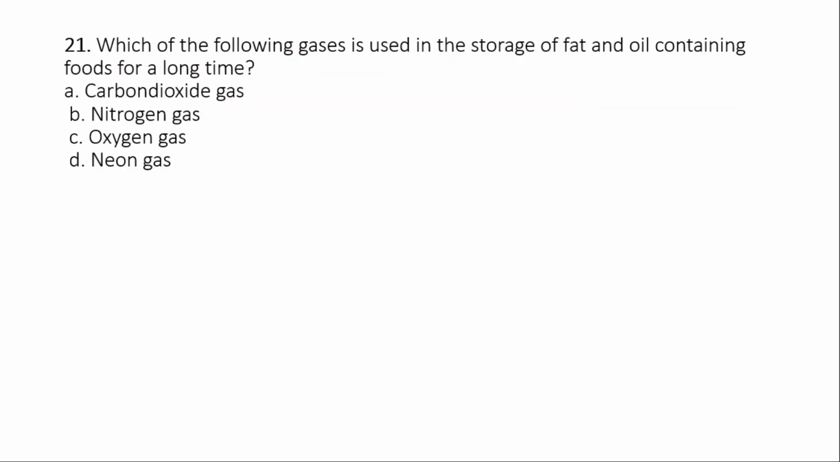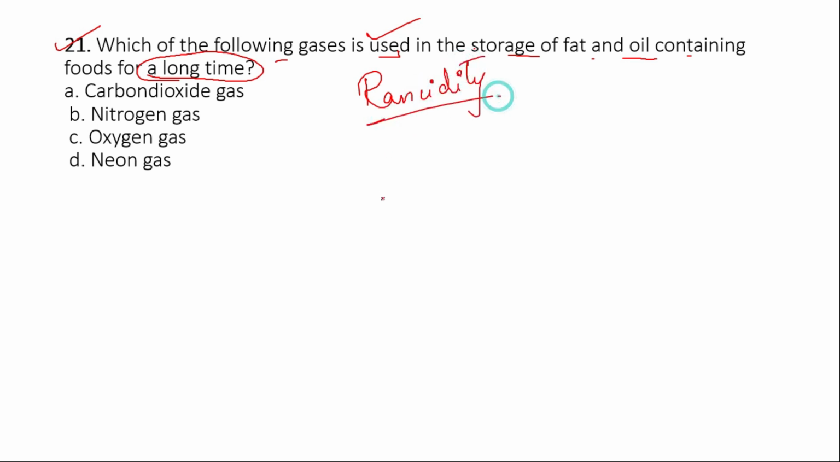Now for today we are doing the 21st MCQ, which is: which one of the following gas is used for storage of fat and oil containing foods for a long time? So whenever we see this kind of question, this is actually from the rancidity topic, right? And we have discussed it in our classroom sessions, and also in the video lectures we have seen that. So rancidity का मतलब होता है फूड का खराब हो जाना.